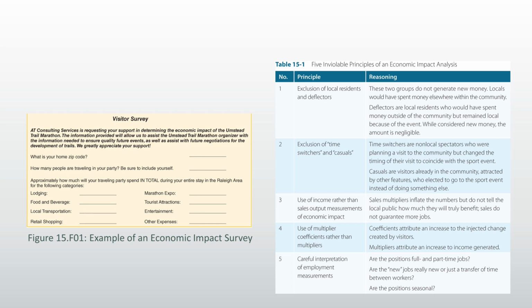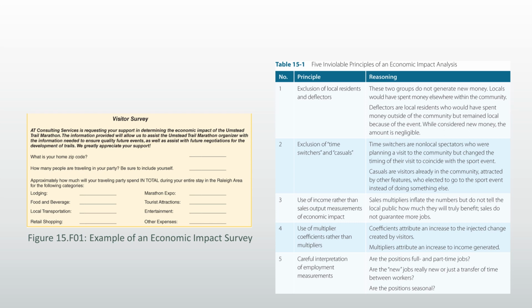Account for opportunity costs. Opportunity costs such as the exclusion of residents and deflectors should be accounted for when measuring economic impact to ensure that the analysis is accurate and credible. Communicate clearly and transparently. Clear and transparent communication of the methodology, the data sources, assumptions, and limitations of the analysis is important to ensure the credibility of the results. Careful interpretation of employment measures. Employment measures should be interpreted carefully, taking into account factors such as temporary or part-time employment and not overestimated as a measure of the economic impact.